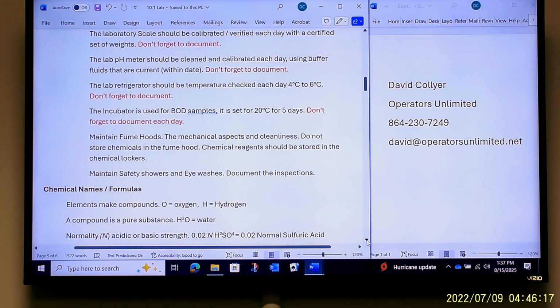The incubator is used for BOD samples. It is set at 20 degrees C. You're going to incubate your sample for 5 days. So don't forget to document your temperature each day or the test will be void.